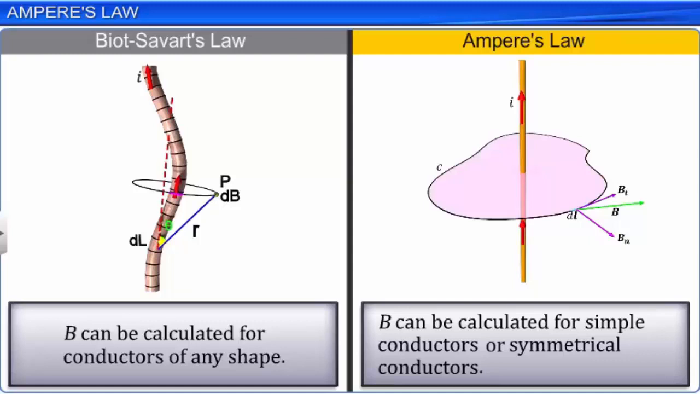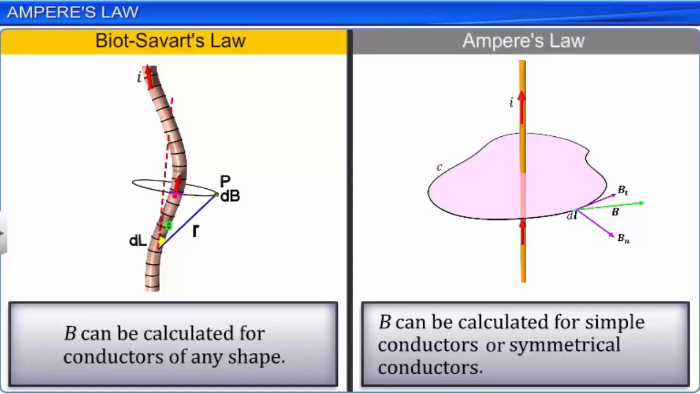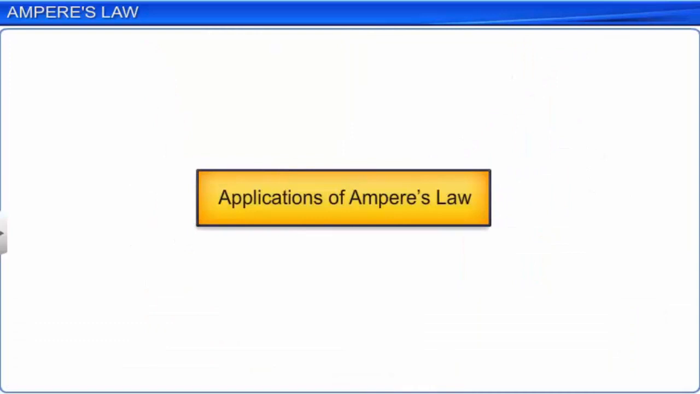Otherwise, we have to apply the Biot-Savart's law to calculate the magnetic induction, like in the case of a circular current carrying conductor or of any shape. Now, let us discuss the application of Ampere's law to calculate the magnetic induction at a point inside and outside a straight current carrying conductor.